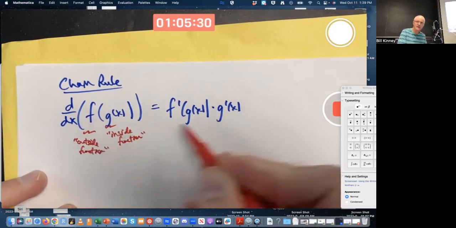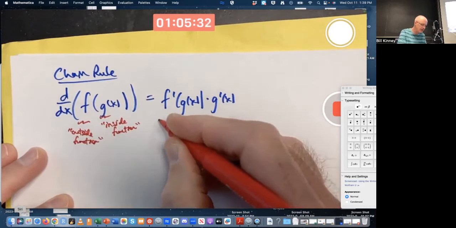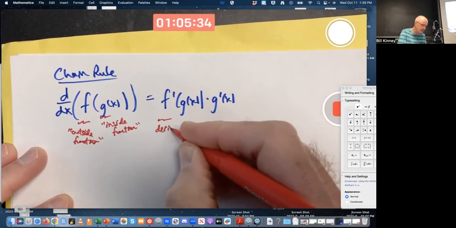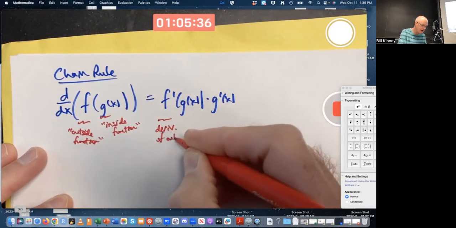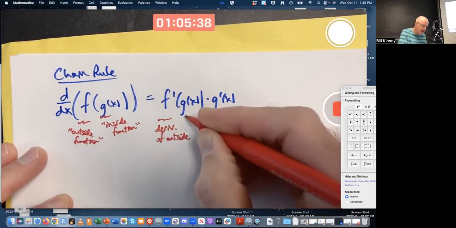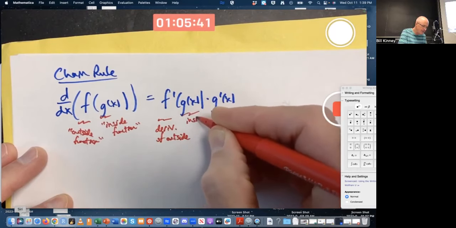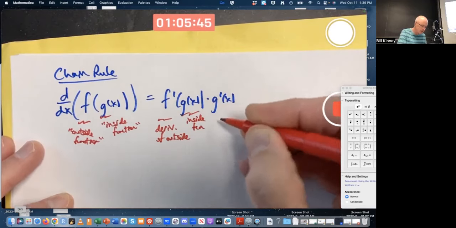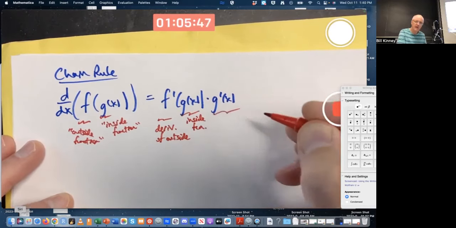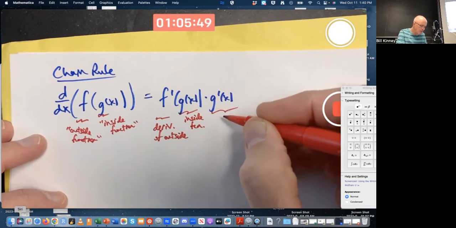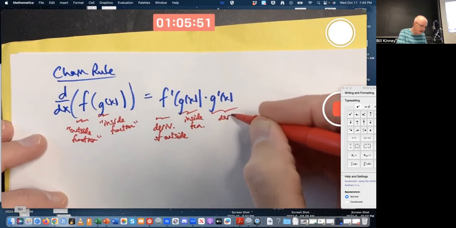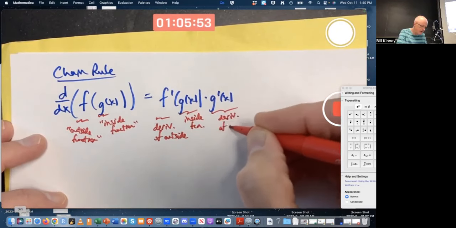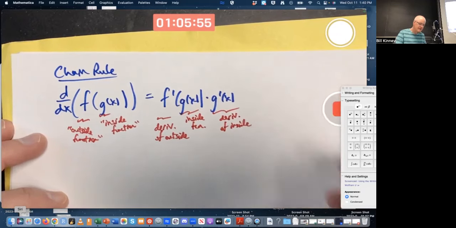And so what this rule seems to be saying is you take the derivative of the outside function, deriv of outside, evaluated at the inside function. FCN is shorthand, an abbreviation for function. And you multiply times the derivative of the inside function. You're just trusting me that this works.